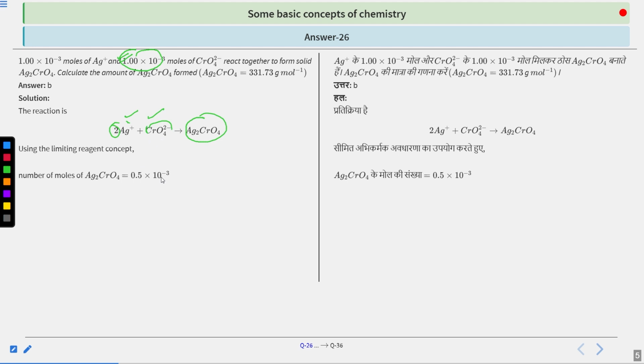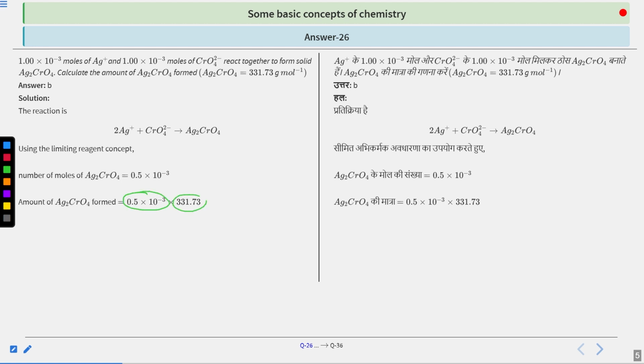Now coming back to the equation, we have already found out that 0.5 into 10 to the power minus 3 moles of Ag2CrO4 will be formed. Now how will we find the mass, because we need the mass here in grams. We have seen the options, the answer is in grams. So we will simply convert this mole part into gram. For that, we will multiply the moles by the molar mass, because number of moles equals given mass by molar mass. Therefore, given mass is equal to molar mass multiplied by number of moles. That will give you 0.166 gram as your answer. Clear?